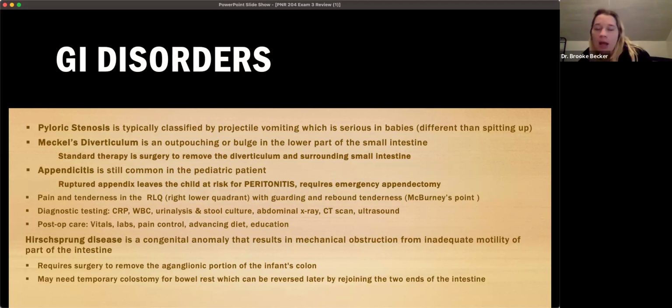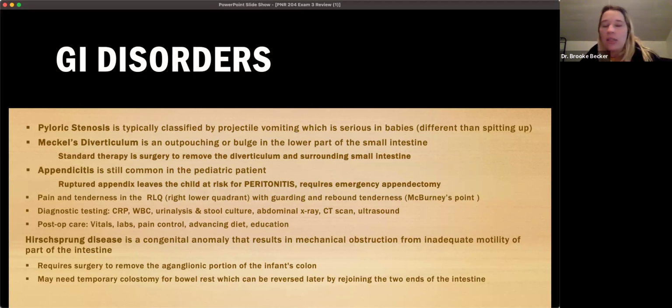Their CRP is going to be elevated. Their white blood cells are going to be elevated. You also want to do a UA because sometimes they're spilling ketones because of their appendicitis. Make sure that you do a stool culture to make sure that there wasn't some stool abnormality that potentially caused their appendicitis.